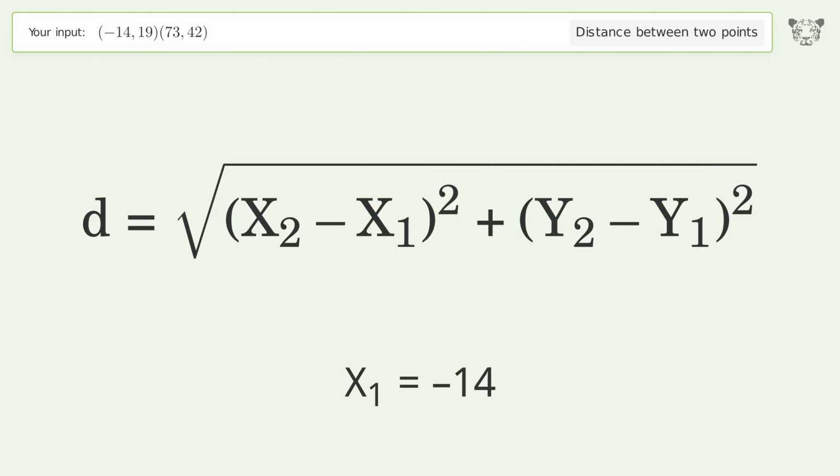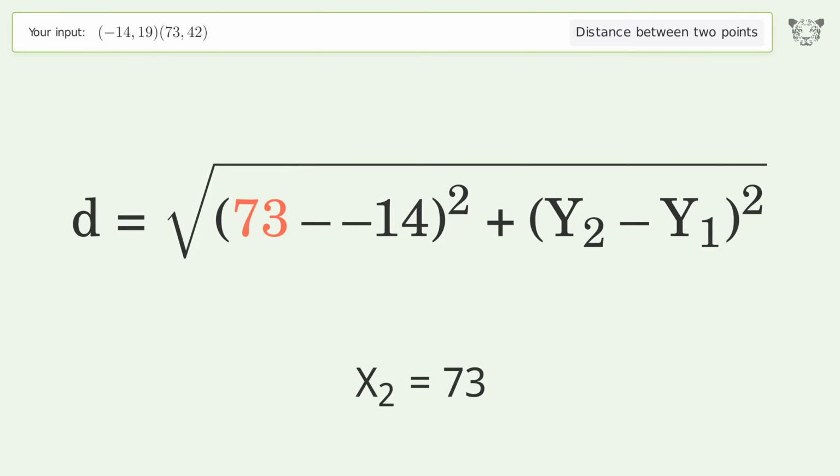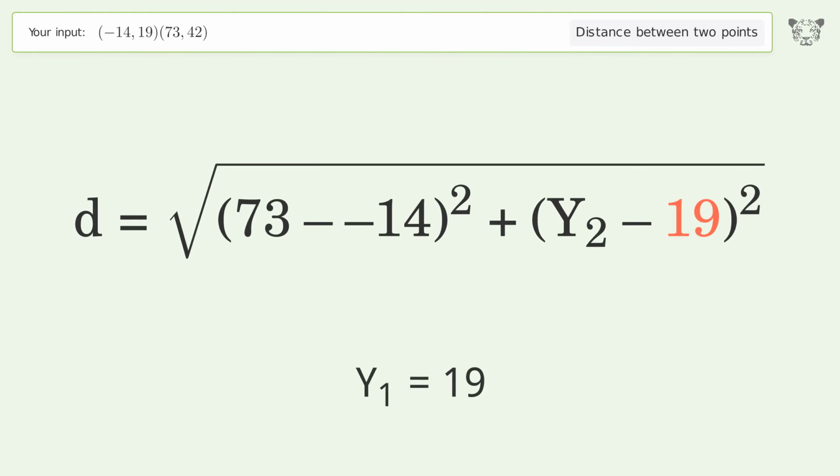x1 equals -14. x2 equals 73. y1 equals 19. y2 equals 42.